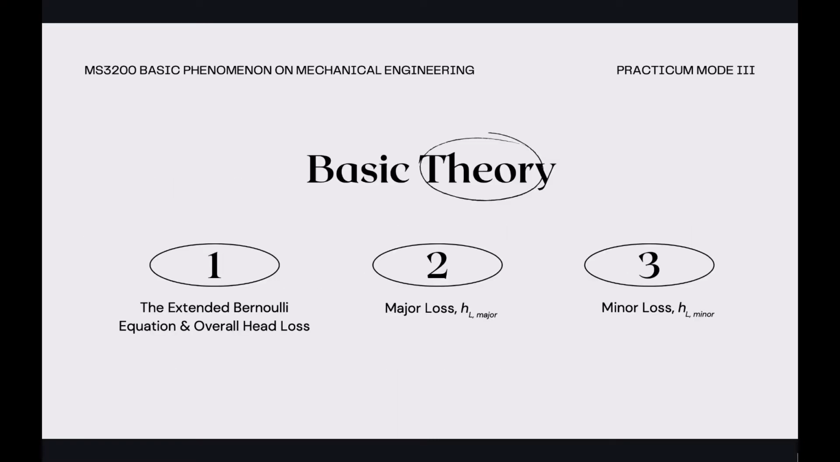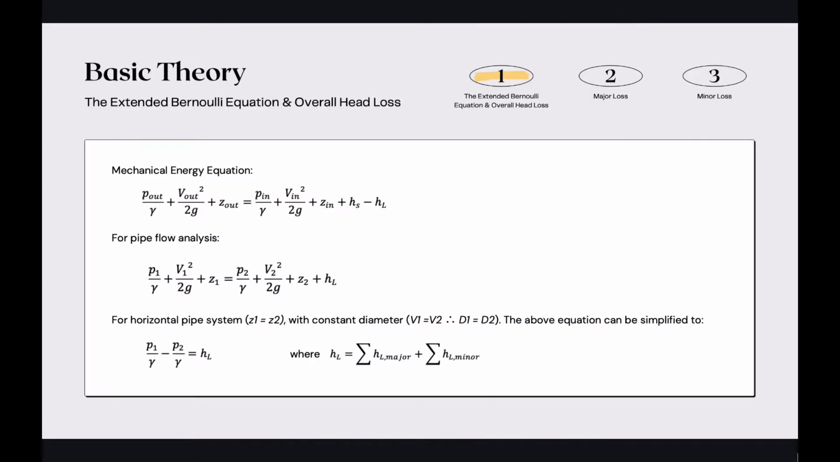Before starting the experiment, allow me to brief you on some basic theories. In solving problems related to pipe systems, a form of the Bernoulli equation, known as the mechanical energy equation, is generally used. More precisely, the head-based, no-shaft-head form of the mechanical energy equation presented here. Since we will be dealing with horizontal pipe systems with constant diameter, we can cancel out the heights and the velocities to have a more simplified equation.